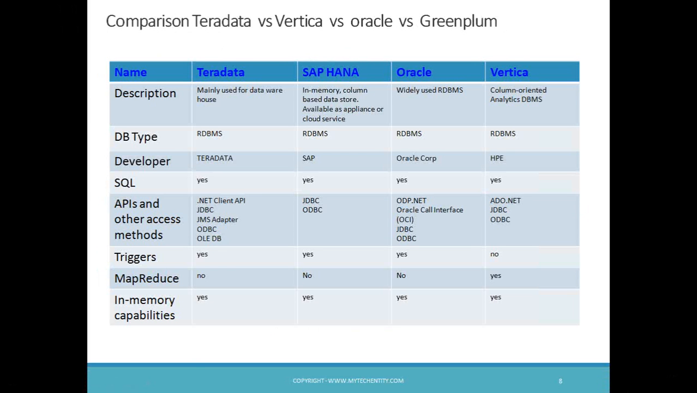Vertica can be connected with ADO.NET, JDBC, and ODBC. A few things about Vertica: since it is an analytical database, there is no trigger and no cursor in Vertica, unlike other databases. MapReduce, yes, you can execute directly. Hadoop can run MapReduce on top of the Vertica database. And in-memory capabilities, yes, but it's not purely in-memory.